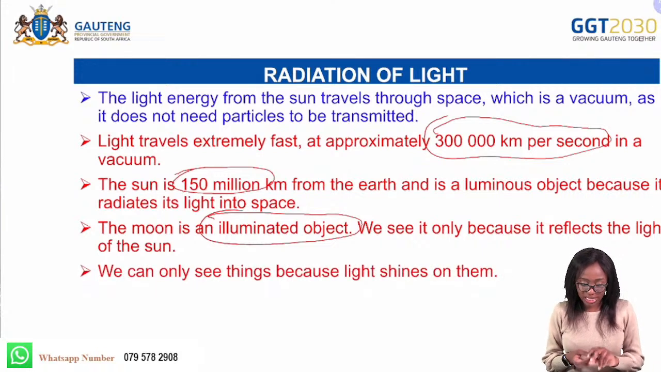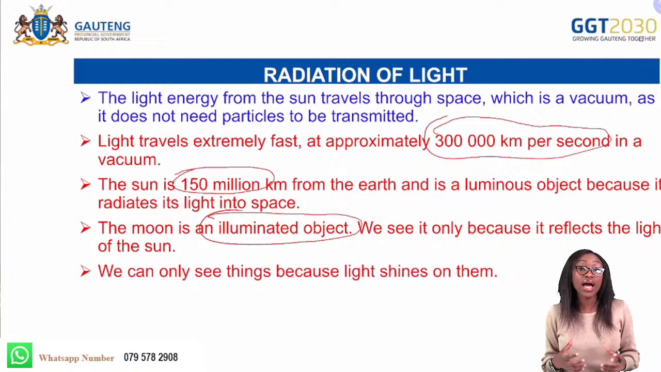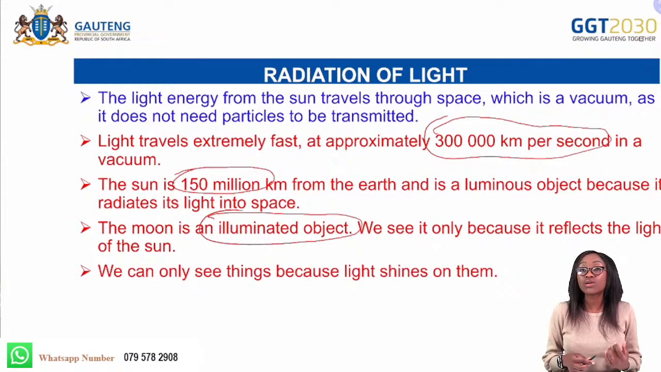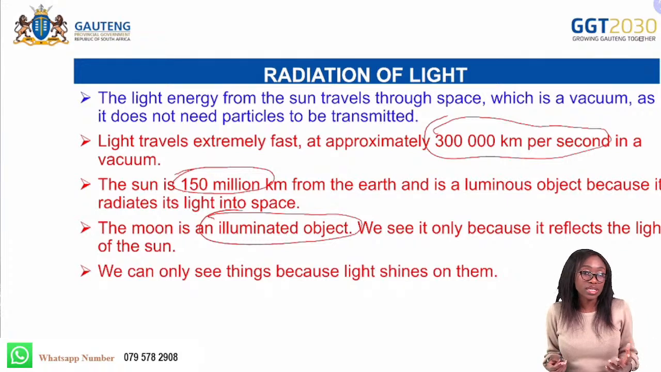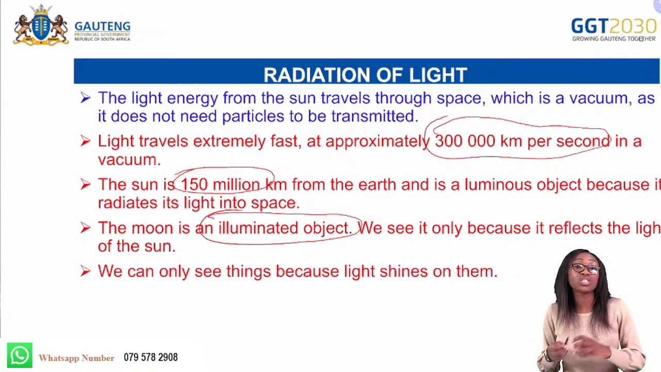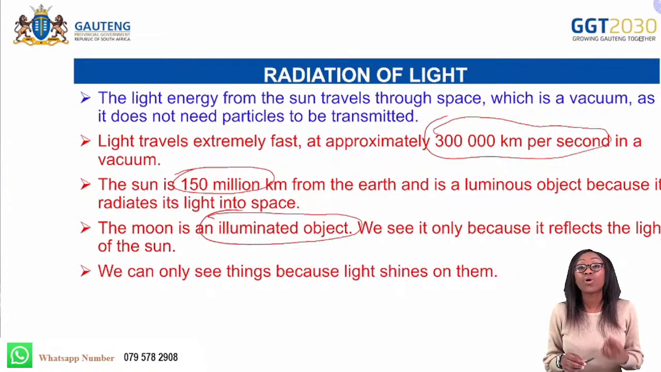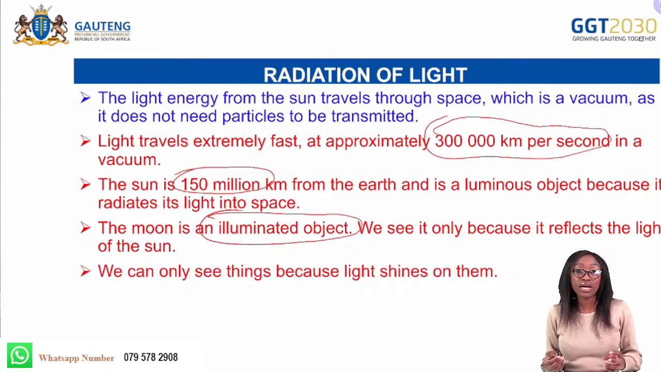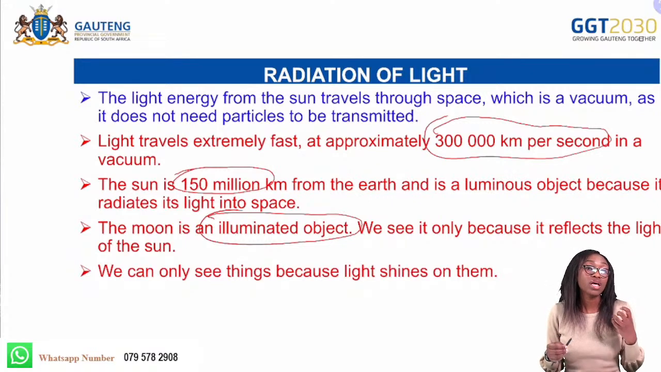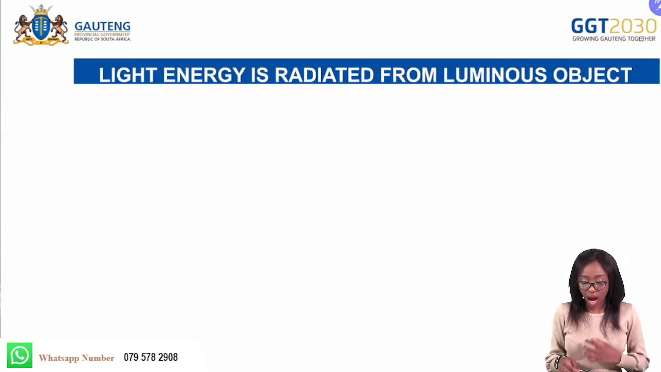So we can only see things because light shines on them. You can see me now because there's a light shining on me. You can see your friend because there's a light shining on your friend. And it's during the day, so obviously this is the light of the sun. If you're in a room and you have your lights on, you can see the different items and objects in the room because the light is shining on them. So luminous objects produce light, and illuminated objects, you can only see them because they are reflecting the light.